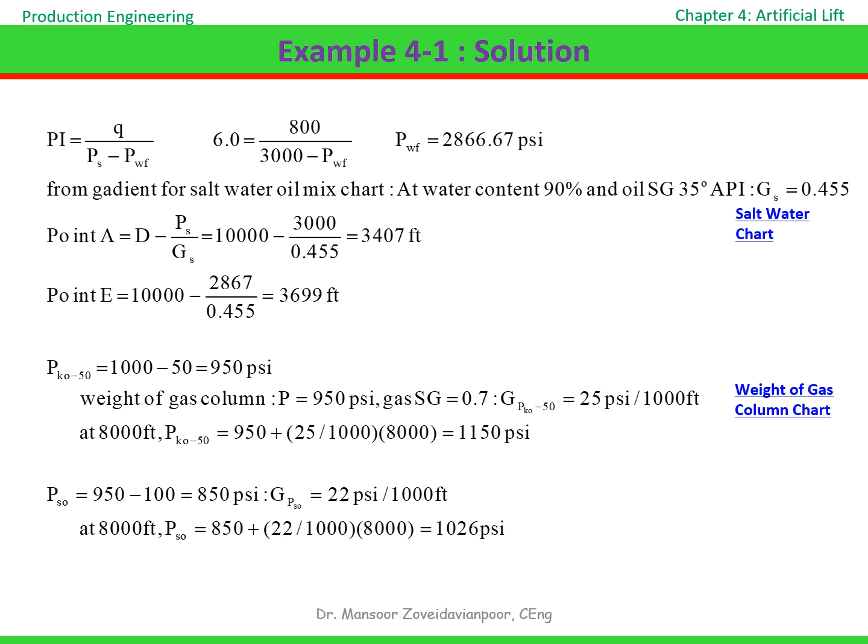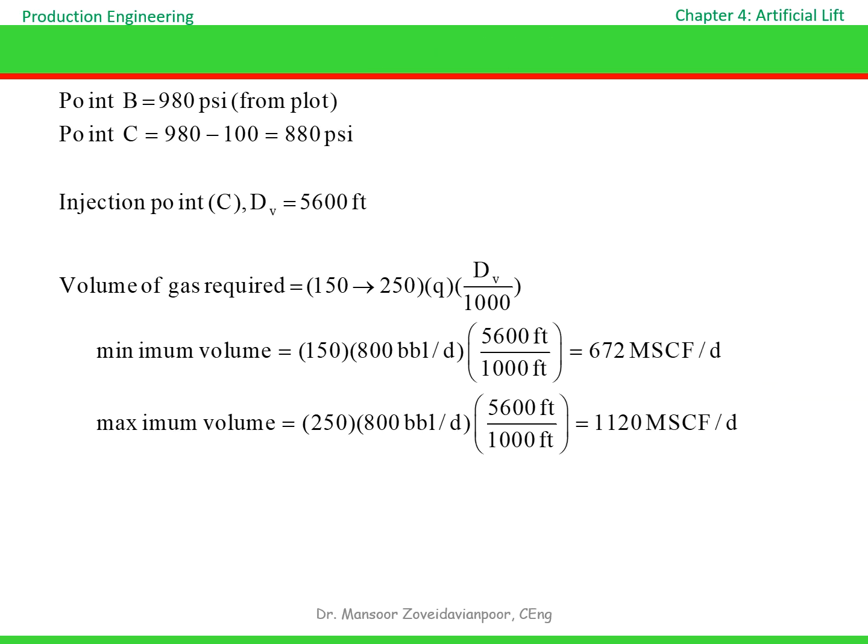These values will be used to construct the pressure depth plot and locate the balance point and injection point. I'll leave the detailed calculations for you to review, and we'll focus on the engineering interpretation. After completing the pressure depth plot, we locate the point of balance, B, at 980 psi. Subtracting 100 psi gives point C, the injection point.